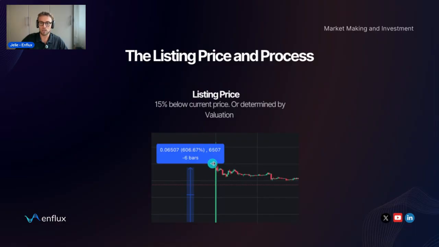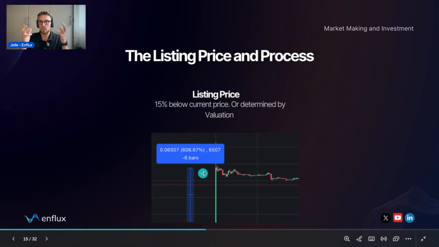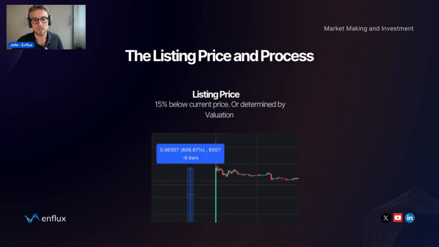This is where a market maker starts providing its liquidity. Most exchanges suggest an opening price of 30% or 40% below the current price of the asset, simply because that creates a candle like this. I'm not a huge fan of it, but it's not that important. We often say 15% is enough. You don't need that huge candle. Let's keep it realistic. We don't have to trick retail into thinking that there is a 600% price increase on an asset.